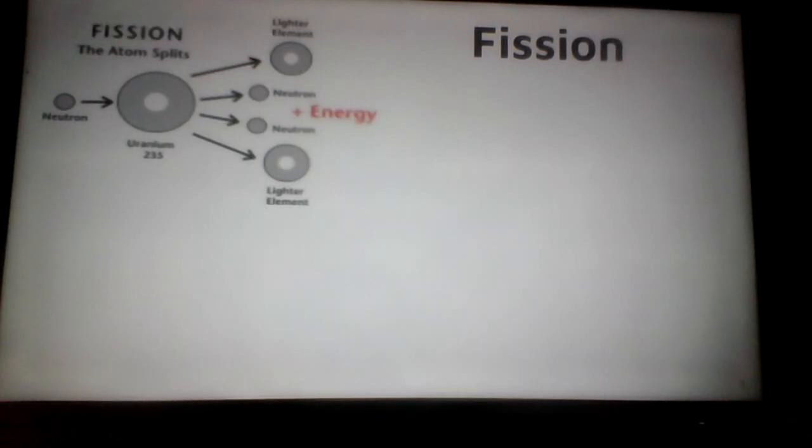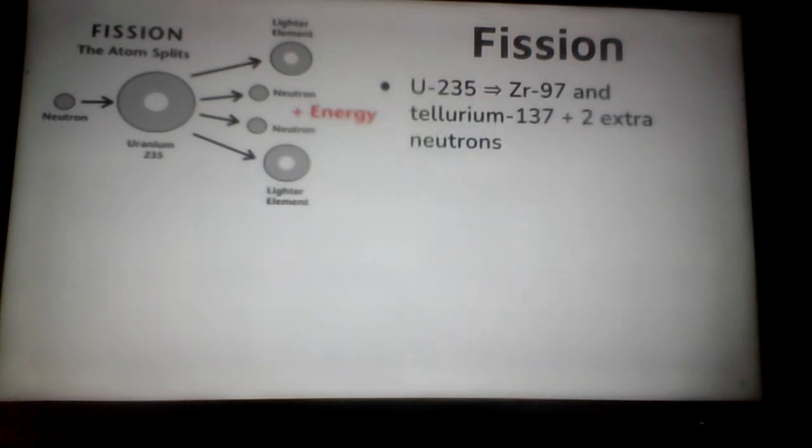Now, as I said a moment ago, the fission doesn't necessarily split the atom perfectly in half. The 92 protons perfectly in half would give us two 46s, and 46 is palladium. But look at the example here. In this case, uranium-235 splits, and notice what we get. Zr is zirconium with a mass of 97 and tellurium with a mass of 137.